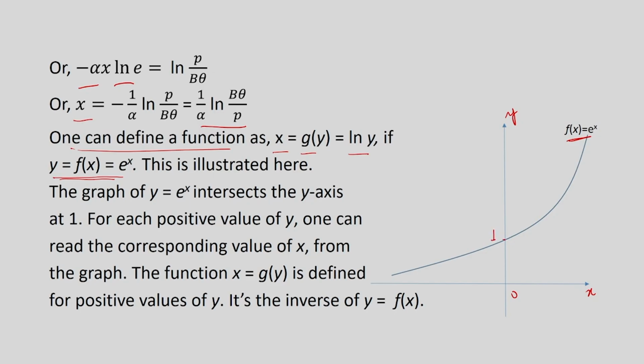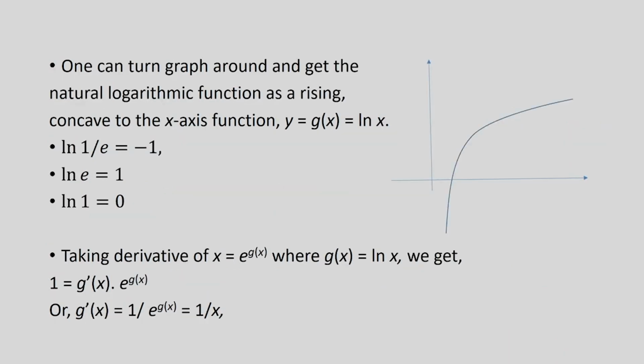For each positive value of y, one can read the corresponding value of x. From the graph, the function x equals g(y) is defined for all positive values of y, and it is the inverse of y equals f(x). So here x is equal to natural log of y if y is equal to e to the power x. So one is the inverse of the other. So this is what we have done here, right.